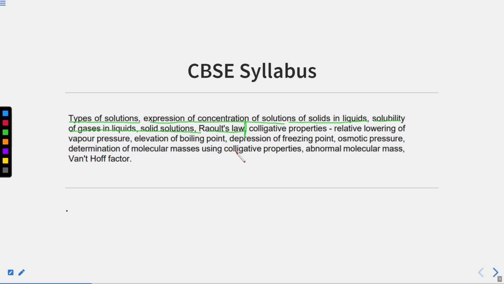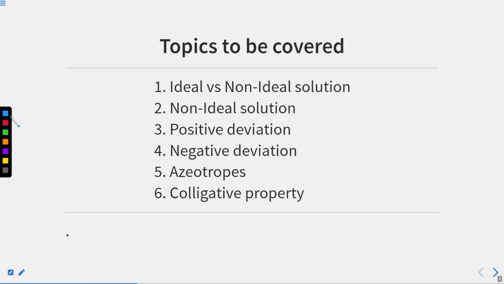Now today we will be looking at colligative properties first of all. It is not mentioned here, I think, in the CBSE syllabus, but Raoult's law is complemented with ideal and non-ideal solutions. So we will also study Raoult's law. I have a detailed syllabus here also, of the topics that we will study.